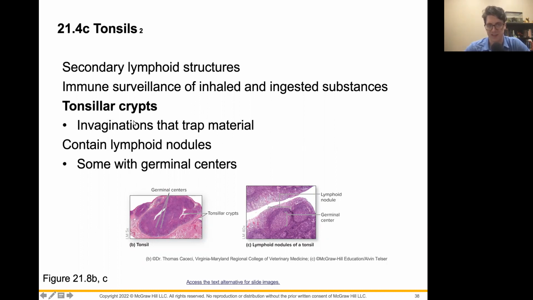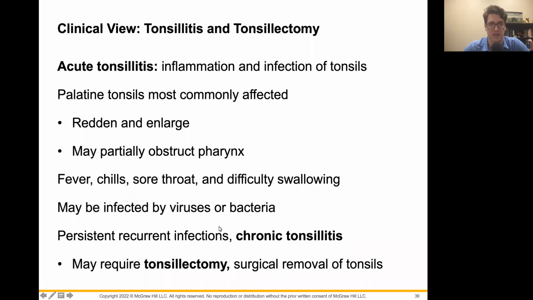But on the insides of these tonsils, we actually have some of these germinal centers, which once again are going to house lots and lots of white blood cells that are going to help make sure that all of the stuff that is found in that tonsillar crypt, in that lymphoid nodule, is not bad. And if it is, that we can try to get rid of it. Now, if you've ever heard of someone that had acute tonsillitis, this is basically just saying, hey, you have an inflammation and infection of these tonsils.